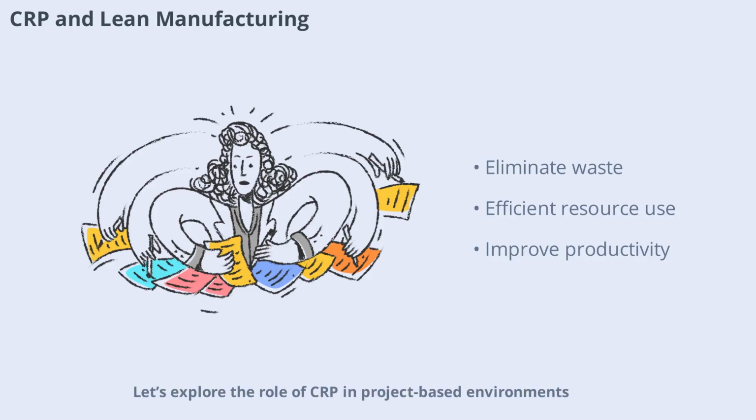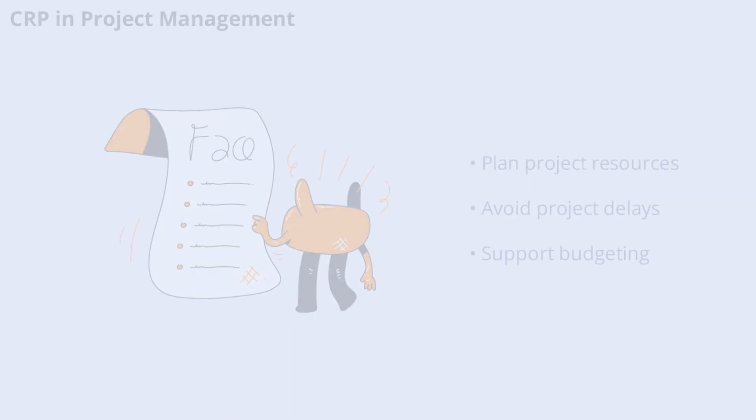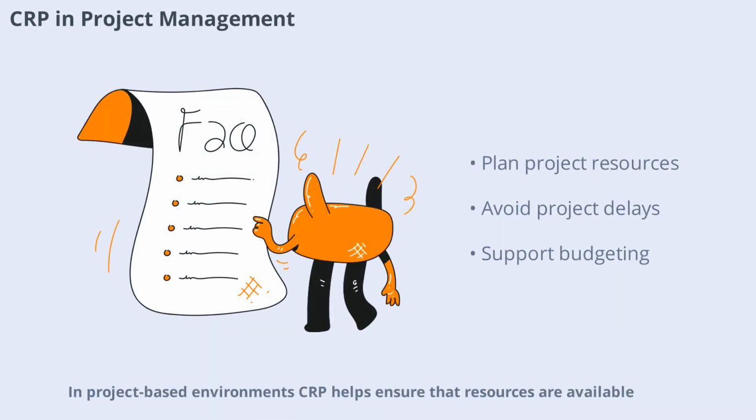Let's explore the role of CRP in project-based environments. In project-based environments, CRP helps ensure that resources are available when needed for each phase of a project. This is especially important in industries like construction, engineering, and software development. By planning capacity in advance, project managers can avoid delays and keep projects on track. CRP also supports better budgeting and resource allocation, leading to more successful project outcomes.